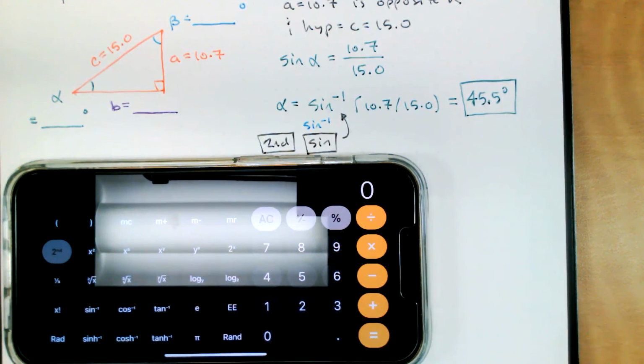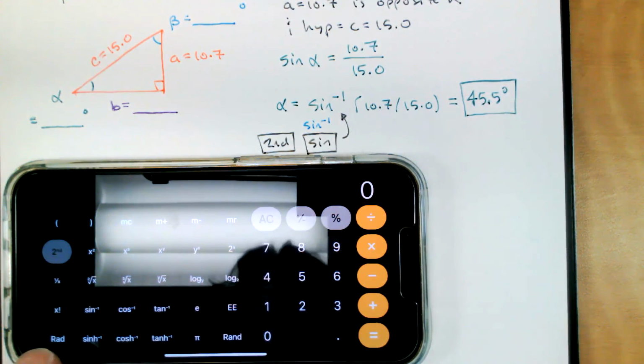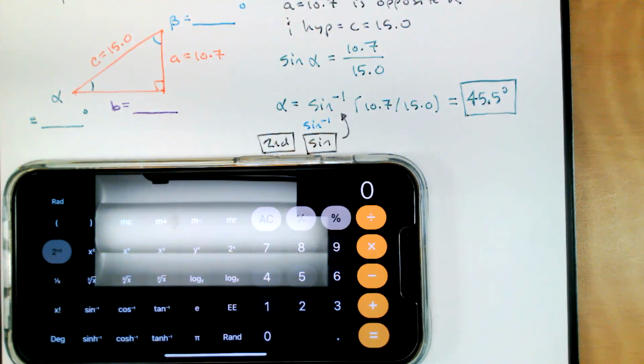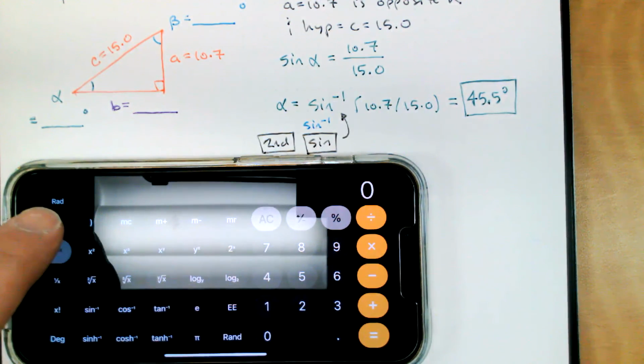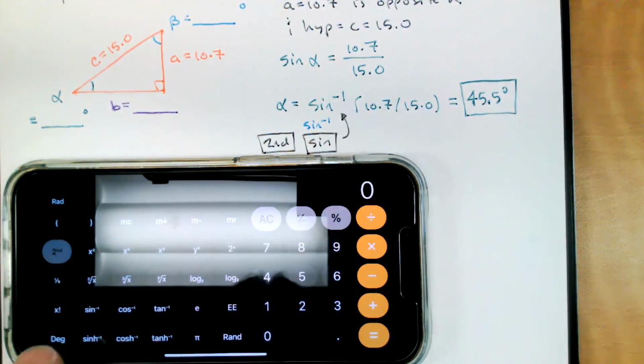Now, if it's giving you something weird, make sure your calculator is in the right mode. So this button down here will switch me to radian mode. So now my calculator is going to be speaking in the language of radians. We haven't talked about radians. So you don't want your calculator to be like all rad. So turn it back into deg, or just turn that part off.